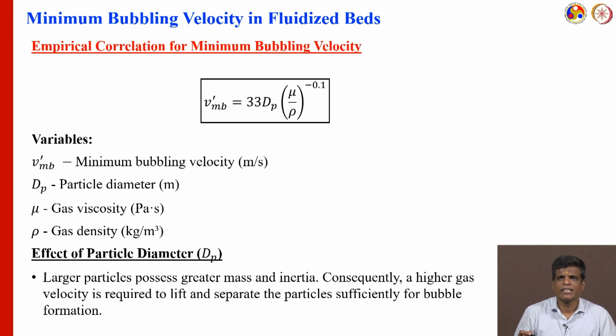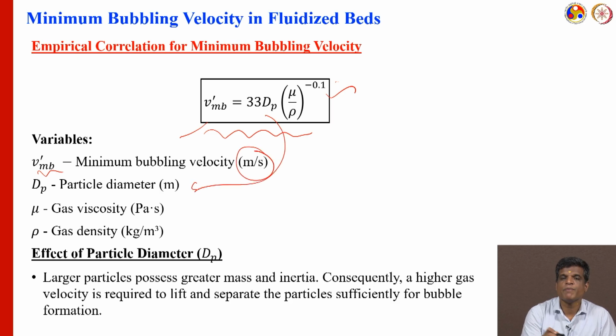So, if you want to calculate the empirical correlation for minimum bubbling velocity, the calculation is VMB equal to 33 dP by mu by rho minus 0.1. This is the empirical correlation to find the minimum bubbling velocity. Here VMB, we know, is the minimum bubbling velocity, in meters per second.